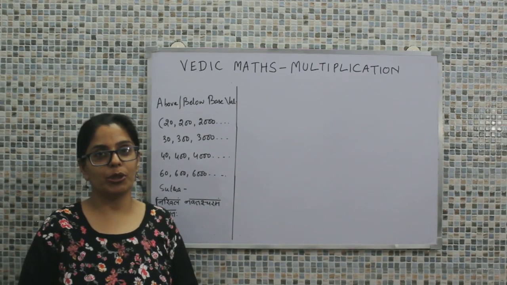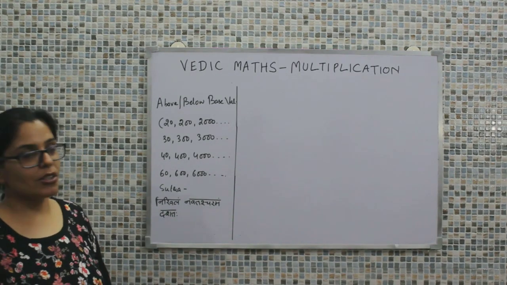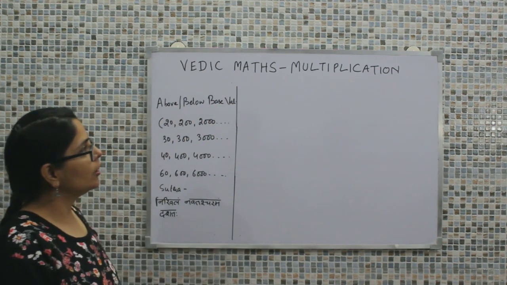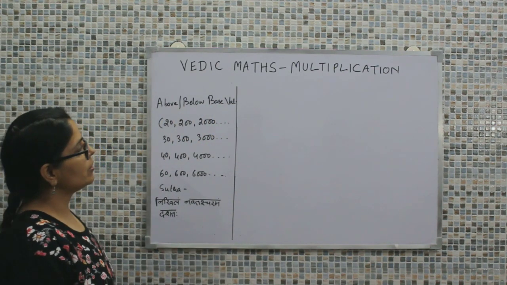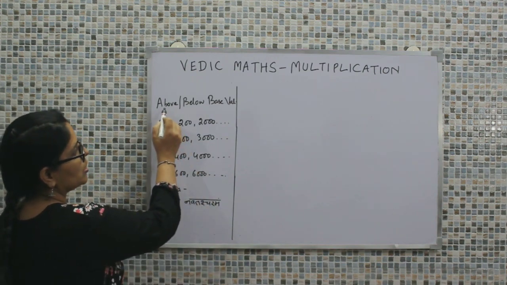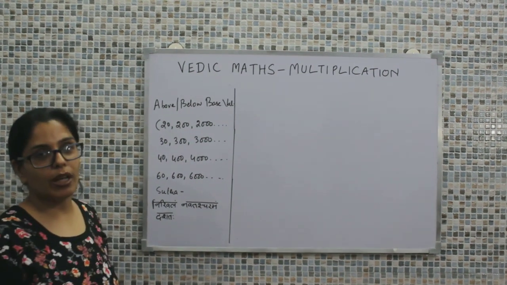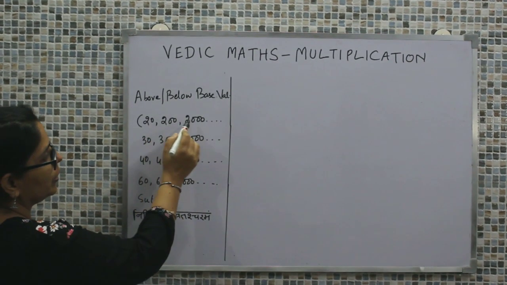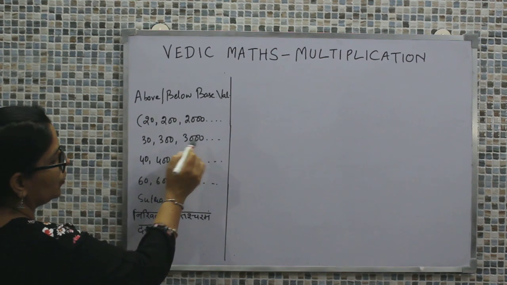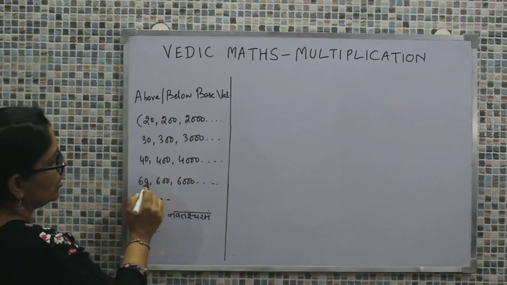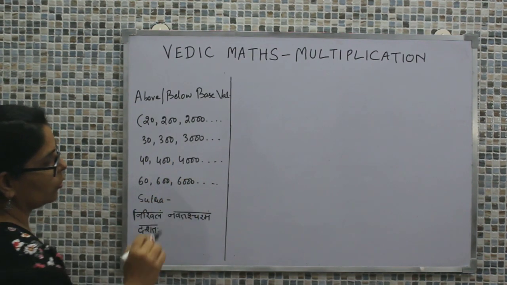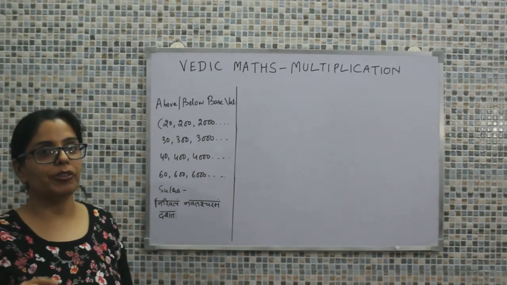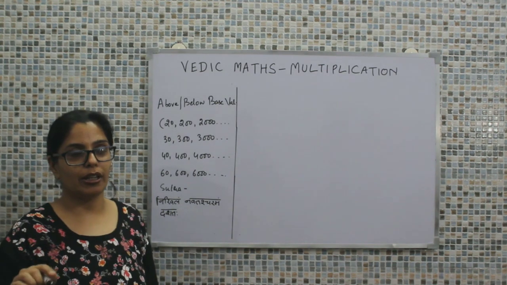Hello viewers, we are back here and in this session we would be talking about multiplication using Vedic maths. The case which we will be dealing with over here is multiplication of those numbers which are above or below a base value. And here the base value would be a multiplying factor like 20, 200, 2000, 30, 300, 3000, 40, 400, 4000, 60, 600, 6000 and on and on.